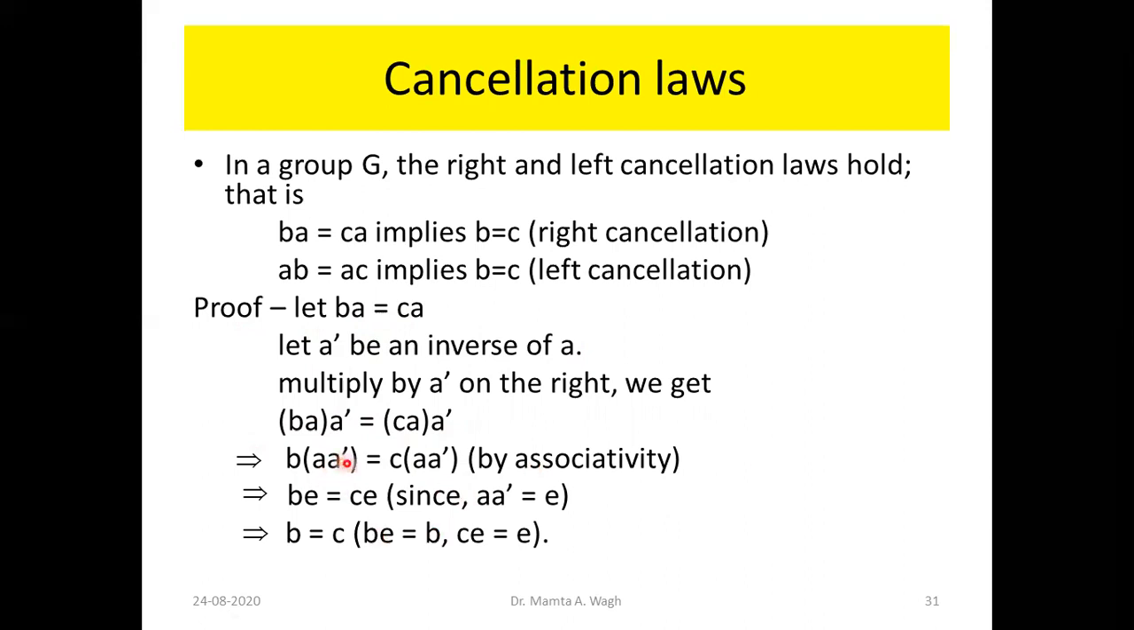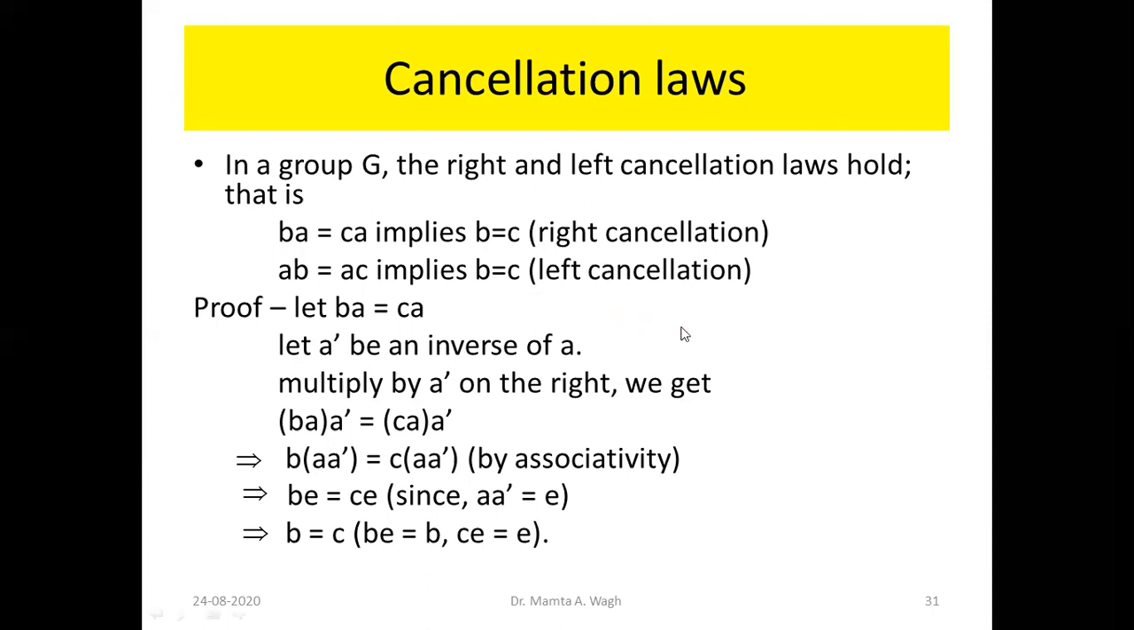Now because A dash is the inverse of A, if I multiply inverse with the element, then you will get the identity element. So B into E is equal to C into E. Now, because E is identity element, it never changes any element. So BE is B and CE is C. So this implies that B is equal to C. So this we wanted to prove. BA is equal to CA implies B is equal to C.